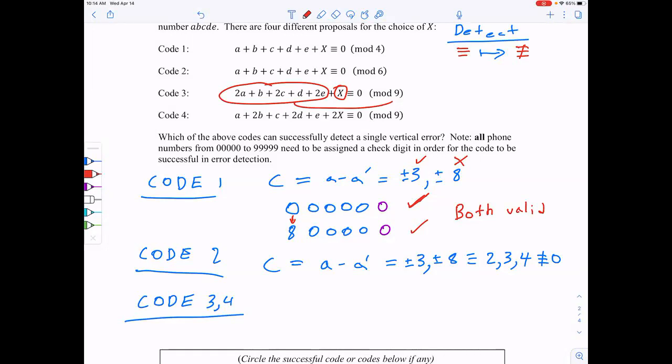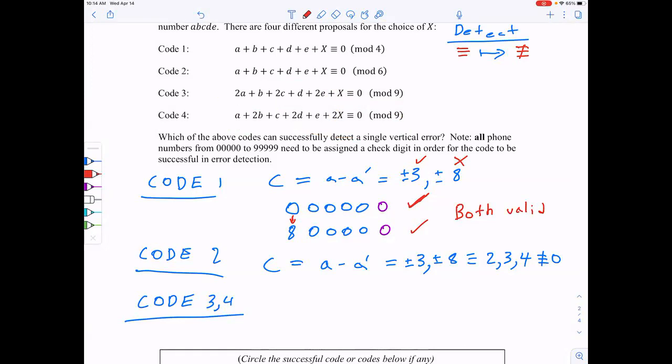And code 4 has a little bit of a wrinkle because the X is being multiplied by 2. So to solve, you would take all of this, you would move it to the other side, and then you would try to solve for X. And because in this case, our 2 is invertible in mod 9, we don't have any issue here. You can solve for X by just multiplying by the multiplicative inverse of 2. So there's no issue with this note.